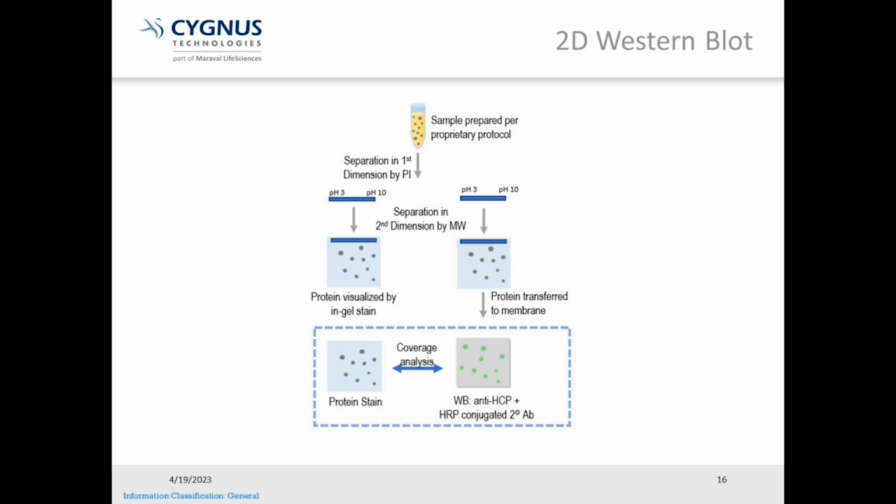The protein that has been transferred to the membrane is then probed with an anti-host cell protein antibody and detected typically by an enzyme conjugated secondary antibody. Images are then collected of the in-gel stained proteins and detected membrane proteins. Coverage analysis is calculated by software from the two images.